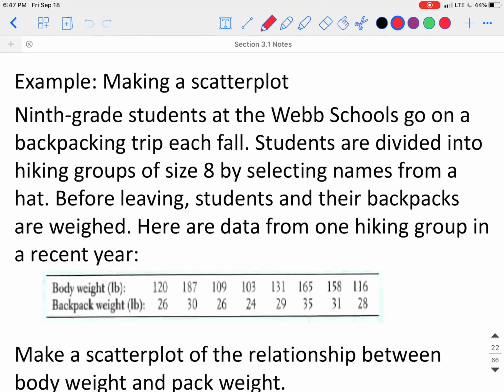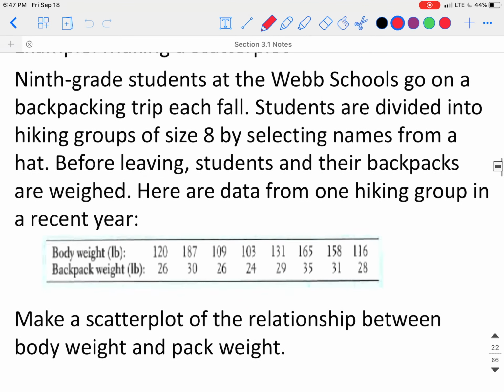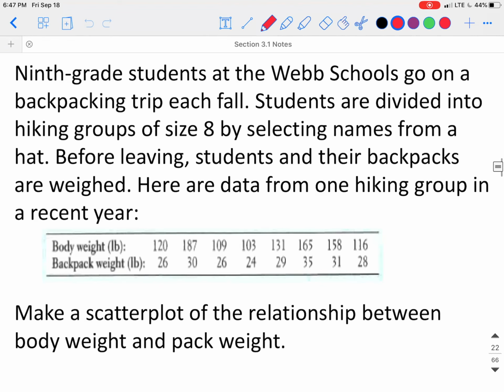Ninth grade students at the Webb schools go on a backpacking trip each fall. Students are divided into hiking groups of size 8 by selecting names from a hat. Before leaving, students in their backpacks are weighed. Here are data from one hiking group in the recent year. So make a scatter plot of the relationship between body weight and pack weight.